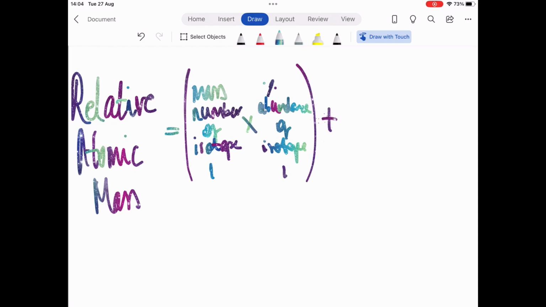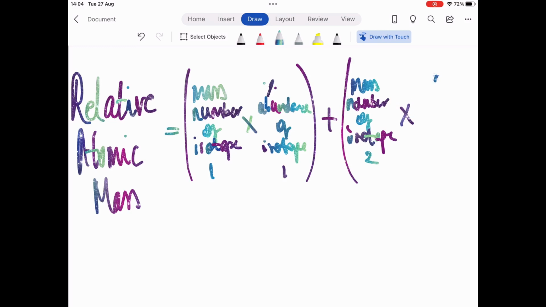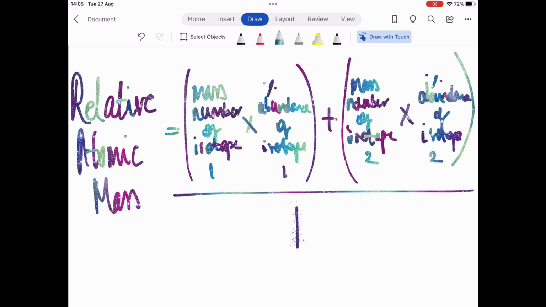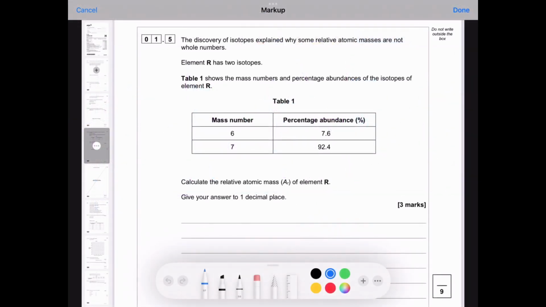So the formula is mass number of isotope 1 multiplied by the percentage abundance of isotope 1, and then we add that to the mass number of isotope 2 multiplied by the percentage abundance of isotope 2. Like I said earlier, sometimes in exams you might be given more than 2 isotopes, but you just add on the isotopes that you need. And then what we do is we divide all of this by 100. Okay, so here's the full formula, and you want to try and remember this one off by heart.